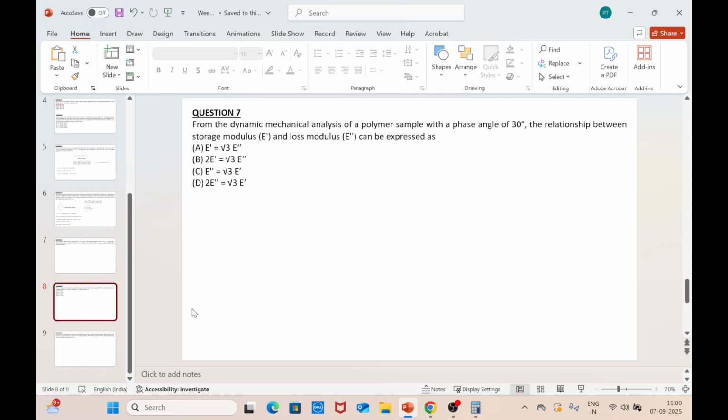We have discussed this previously, the damping analysis, somewhere in the last live interaction session. In the course also it was discussed. So the question goes something like this. From the dynamic mechanical analysis of a polymer sample with a phase angle of 30 degrees, the relationship between the storage and the loss modulus can be expressed as.